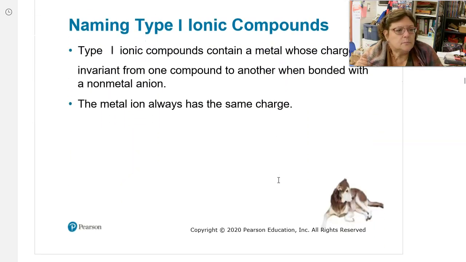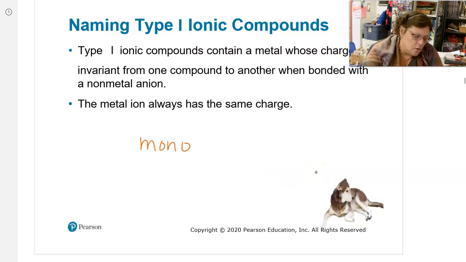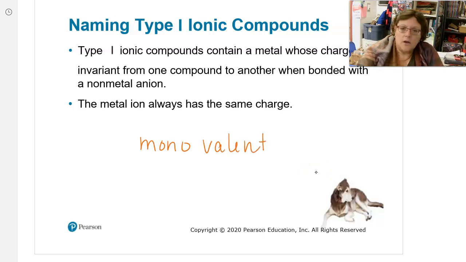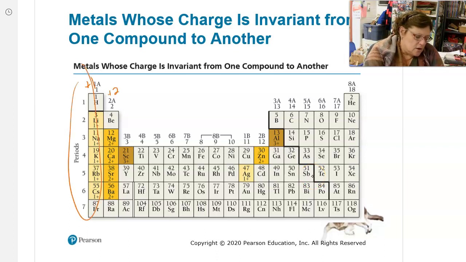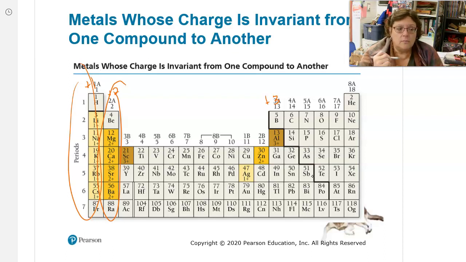All right. Type 1 compounds contain a metal whose charge is invariant from one compound to another when bonded. In other words, it has the same charge. It's monovalent. It only has one valence charge. Okay? And if you think about our happy atom chart, this is very similar. This whole family is a +1 charge, +2 charge, and aluminum is a +3. These are the metals that have only one valence. They're monovalent.